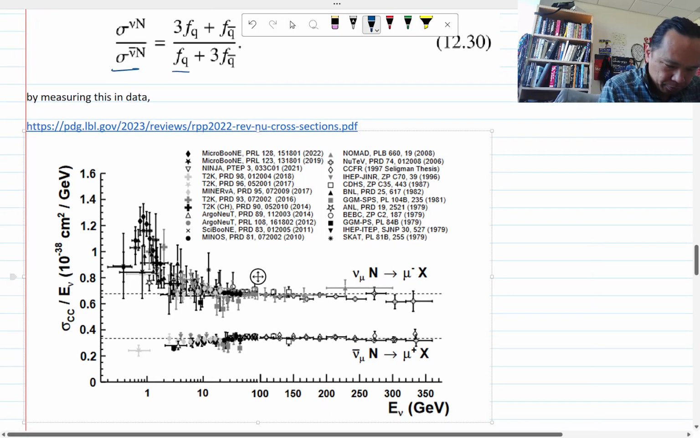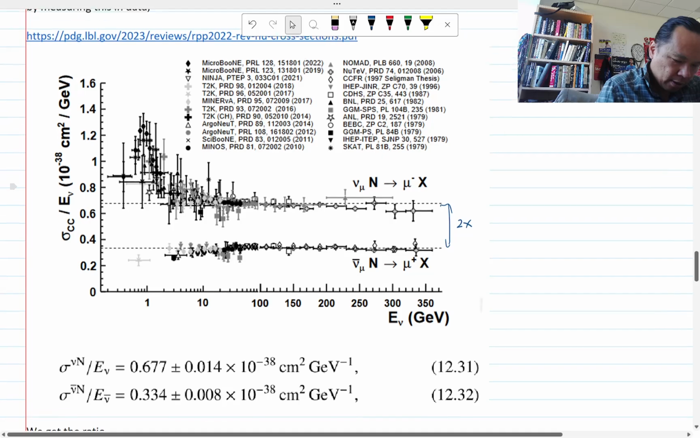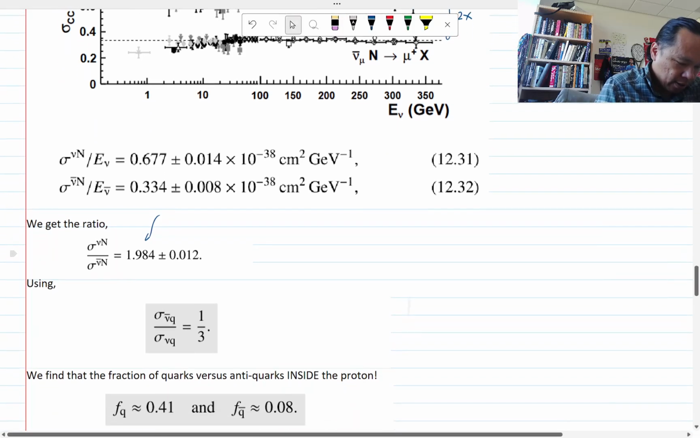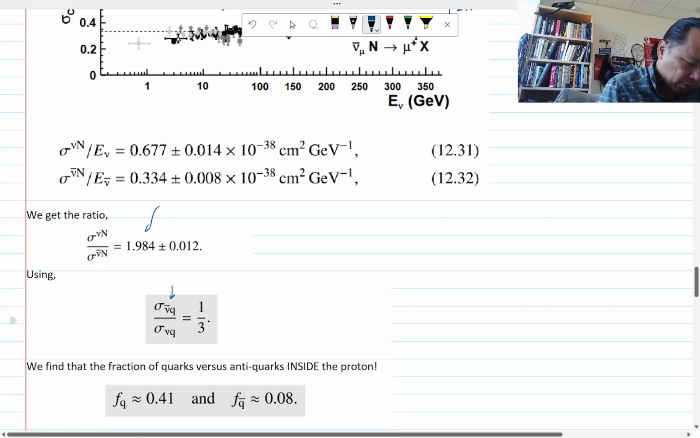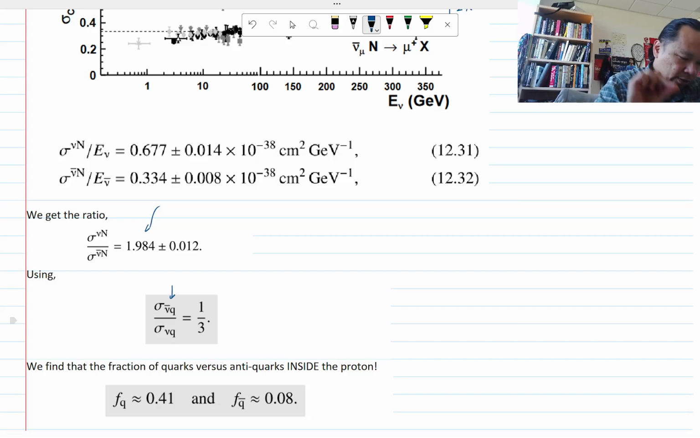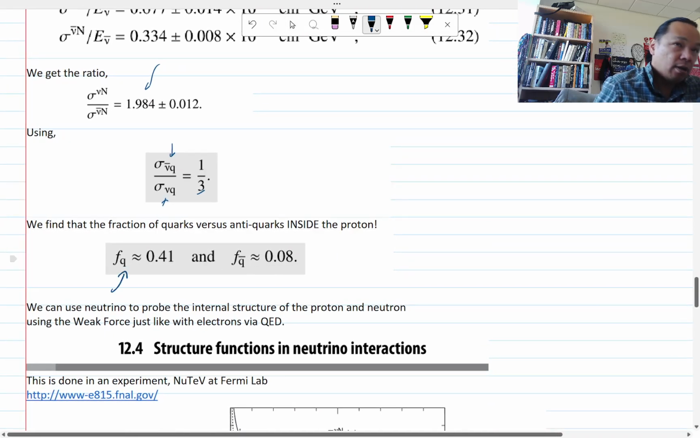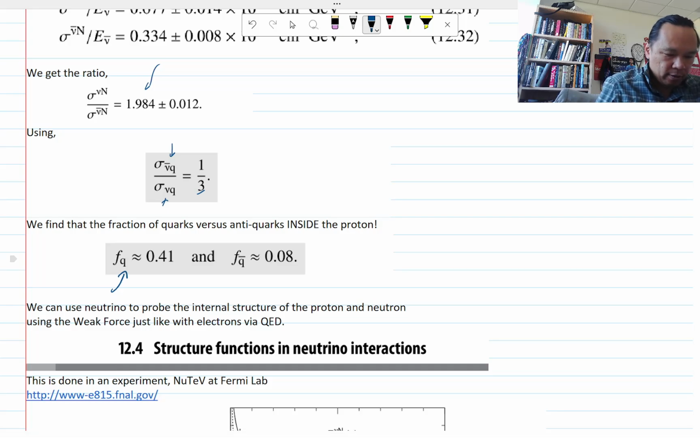So if you measure this ratio in data, this is the same plot we showed before, you get a factor of 2 between them. I think this factor is almost 2, 1.984. And using the fact that your interaction cross section for antineutrino to quarks divided by neutrino to quarks has this factor 1/3, you can measure the fraction of quarks inside your protons and neutrons, which is 0.41.